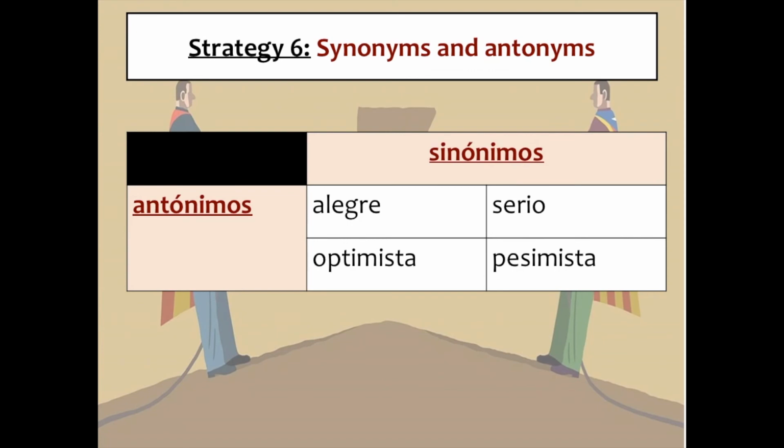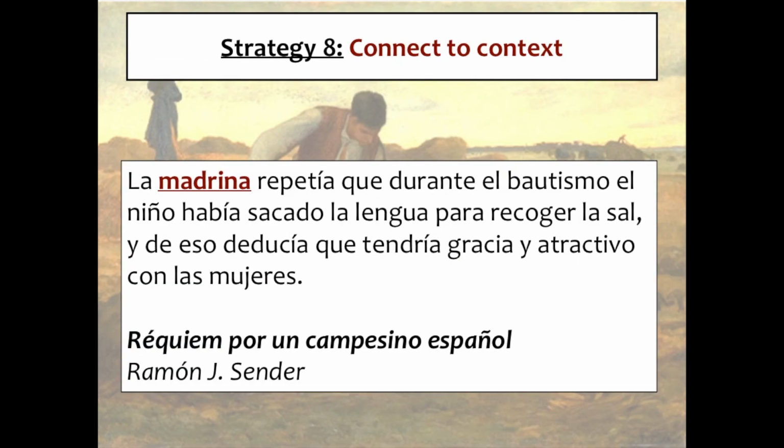The next thing is always beware of synonyms and antonyms. If you ever get given a word, always think of what is the opposite of that word. So alegre, you could have serio. Optimista, you could have pesimista. Those would be antonyms. The synonyms, what does that mean? The same thing. So different ways of saying the same idea. So alegre could be optimista.